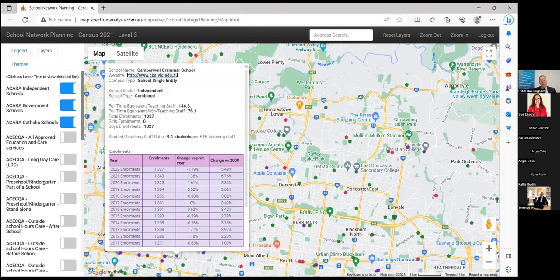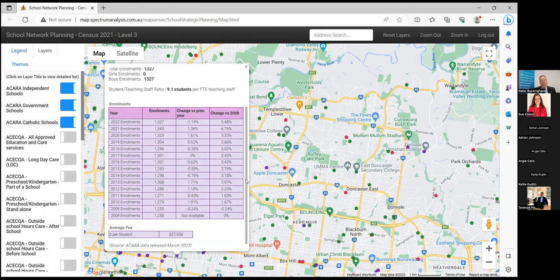I can see how many teaching staff, full-time equivalent teaching, full-time equivalent non-teaching, how many students they've got at 2022. And we have a ratio, which is the number of students divided by full-time teachers. In Camberwell Grammar, it's about 9.1. 10 is fairly average, and often you'll see schools out at 12, 14, 16, numbers like that.